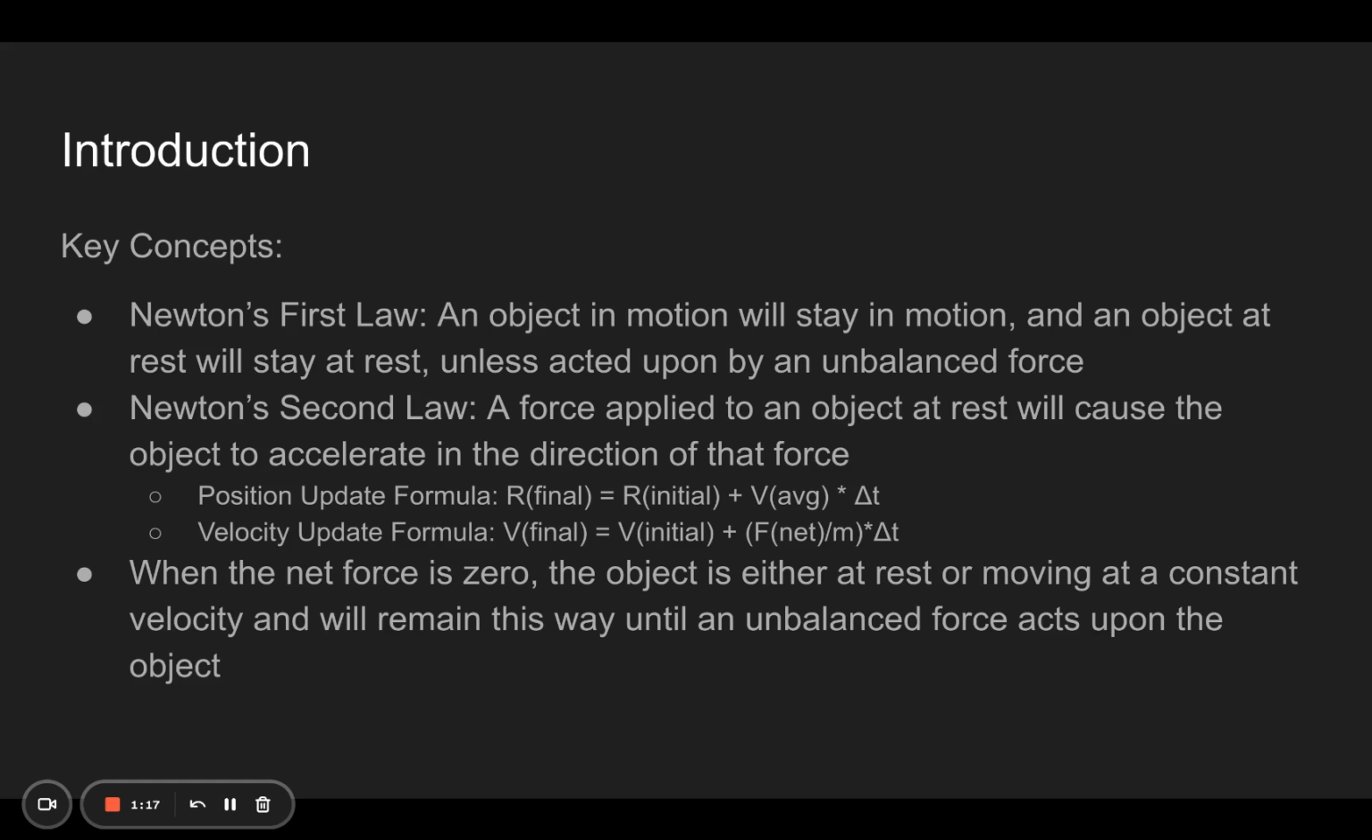This can be demonstrated in these two equations, the position update formula and the velocity update formula. The position update formula is represented by the final position is equal to the initial position plus the average velocity times the change in time. The velocity update formula is demonstrated by the final velocity is equal to the initial velocity plus the net force divided by the mass times the change in time. When the net force is zero, the object is either at rest or moving at a constant velocity and will remain this way until an unbalanced force acts upon the object.